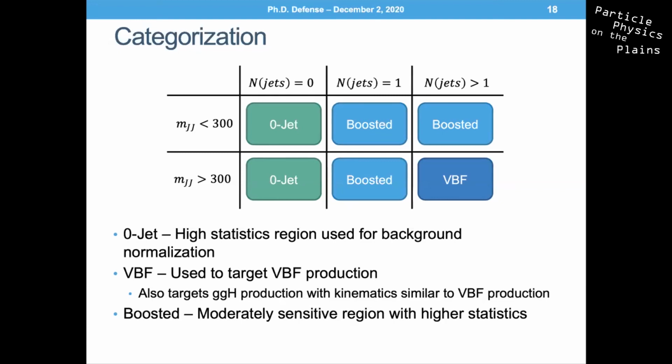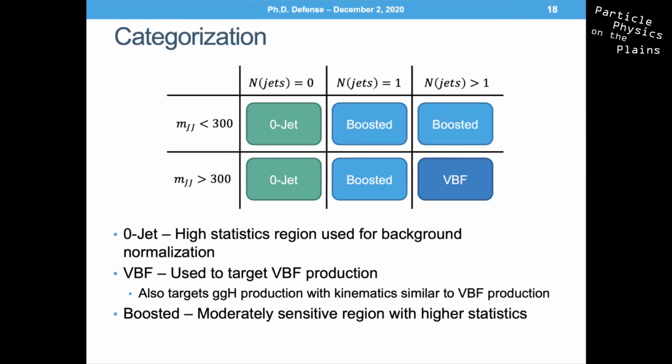So this region is designed to target the kinematics of VBF production. Something that we found was that the GGH events that were most interesting for this analysis were those that looked most similar to VBF events. So this VBF category, in practice, targets both gluon-gluon fusion and vector boson fusion production. This is where we've got really good signal sensitivity.